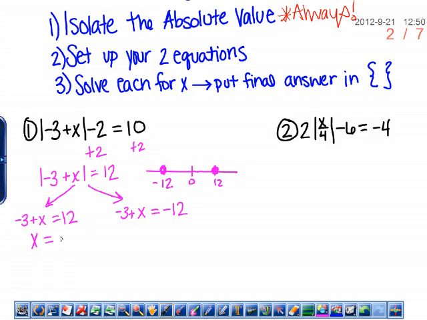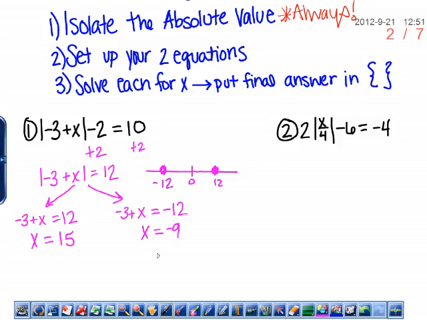What do I get here? Okay, x equals 15 and x equals negative 9. Let's check our answers. So we're going to take our value and plug it back in to our original equation. Okay, so negative 3 plus 15 is 12, the absolute value of 12. 12 minus 2 is 10.